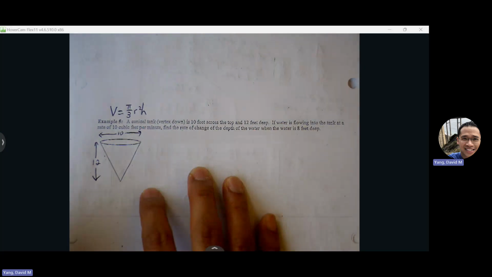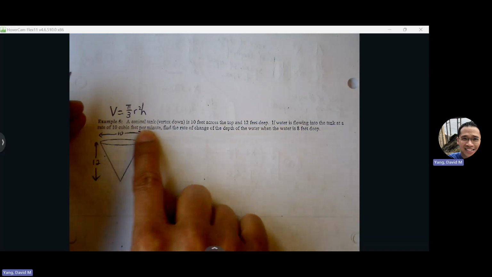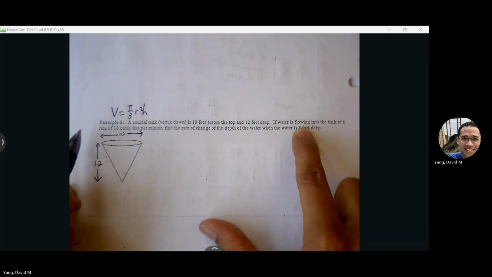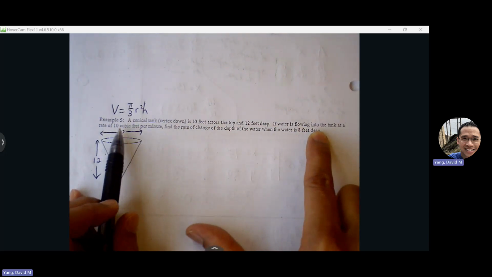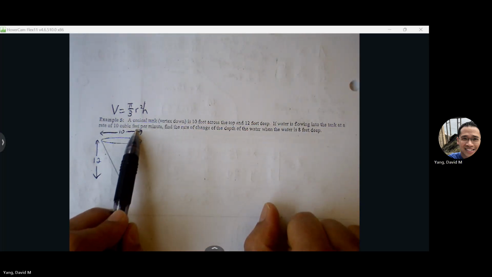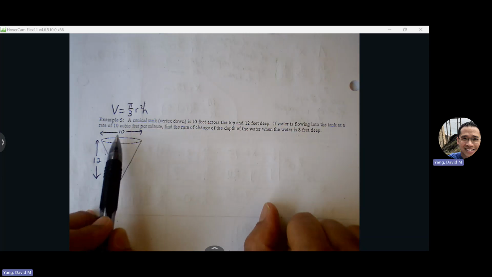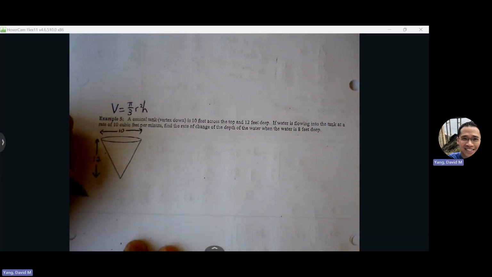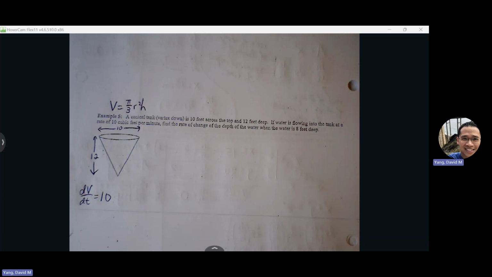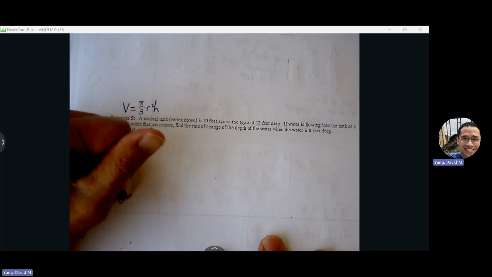So let's list out all the values for variables that we see here. We have the dimensions that we see here. Water is flowing into the tank at a rate of 10 cubic feet per minute. What can we assign the 10 to be? 10 cubic feet per minute. Yeah, volume over time, so dV over dt. Positive or negative? Positive, right? As water is flowing into the tank, we expect the volume to be growing over time. So positive 10 cubic feet per minute.